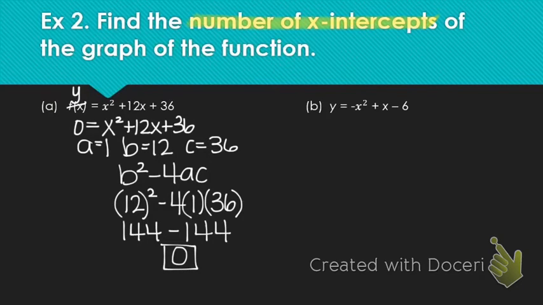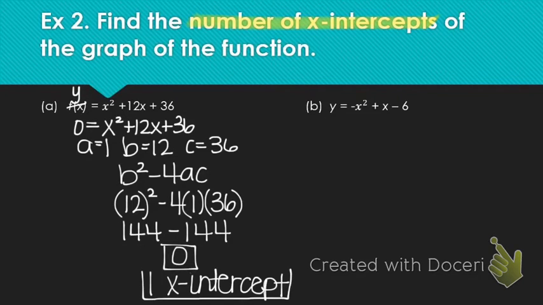Since the value of the discriminant is 0, how many x-intercepts would this graph have? 1 x-intercept. So look, we're changing it from solution to x-intercept simply based on the directions. So because of this discriminant value, we know that there would be 1 x-intercept.